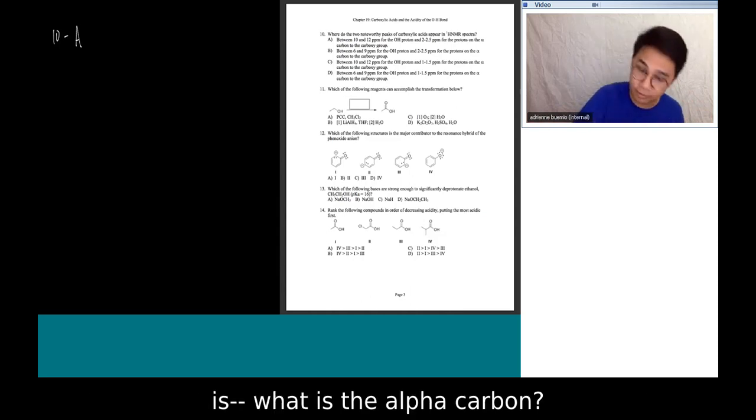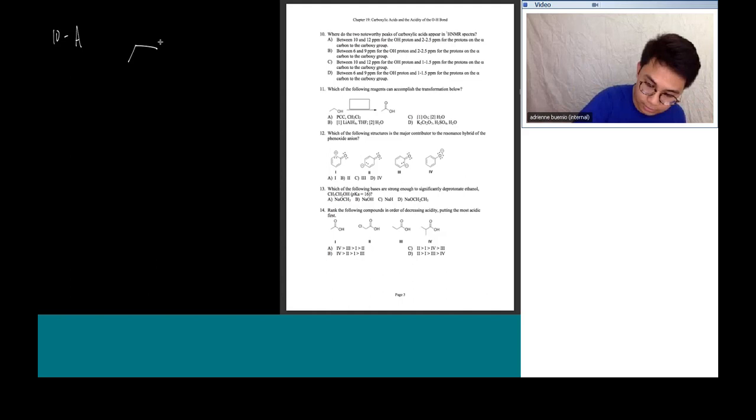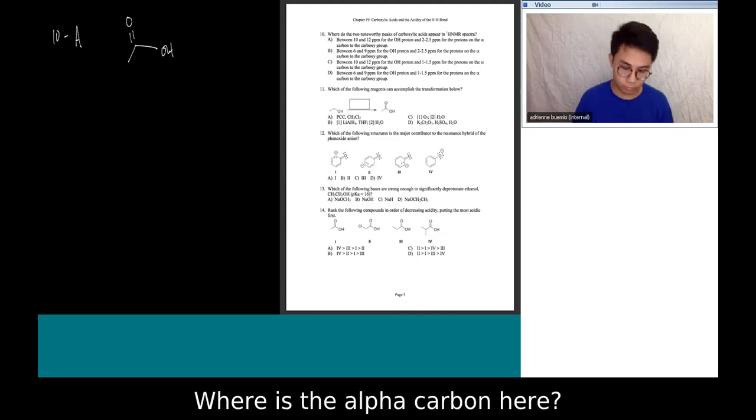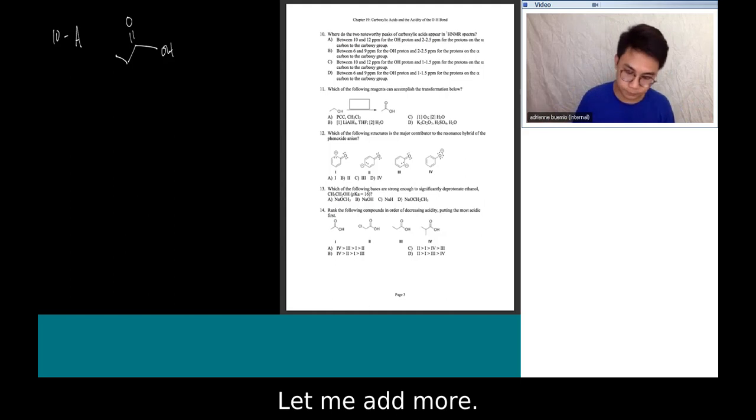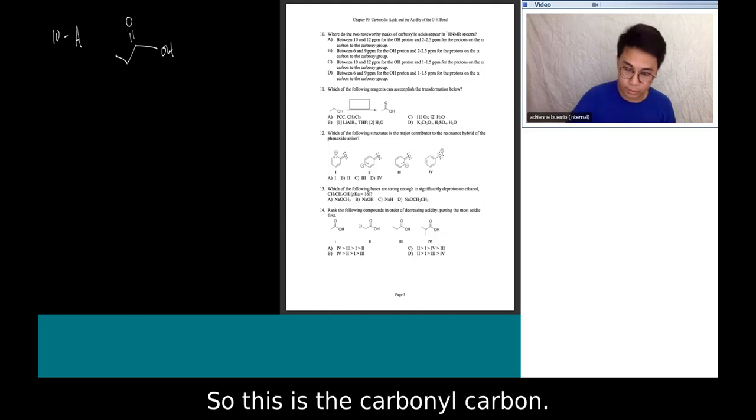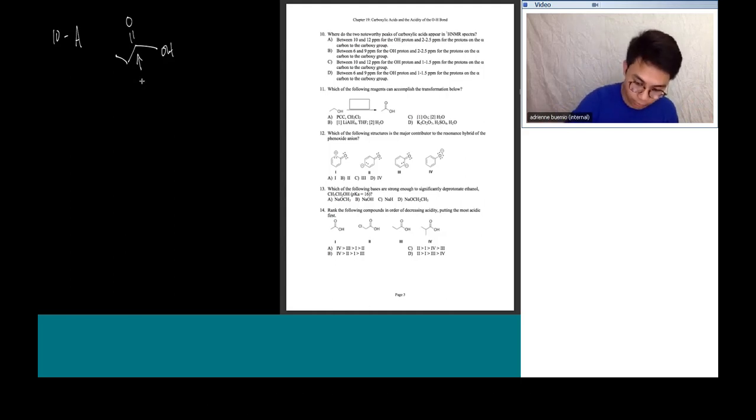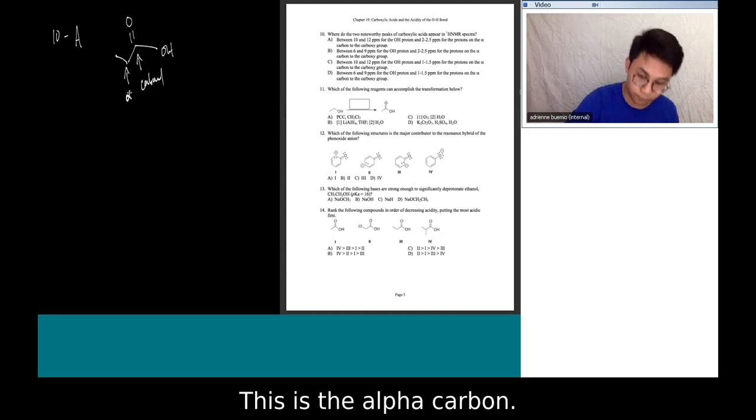which is, what is the alpha carbon? So we have a carboxylic acid, right? Where's the alpha carbon here? Let me add more. So this is the carbonyl carbon, right? Carbonyl. This is the alpha carbon, right?